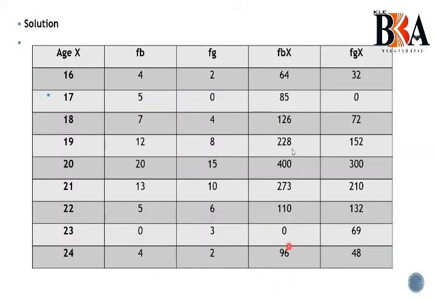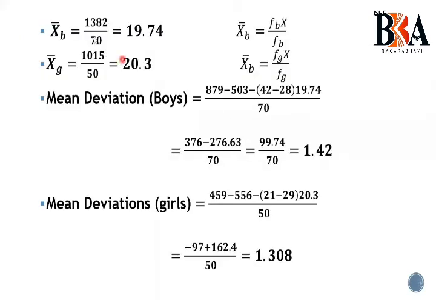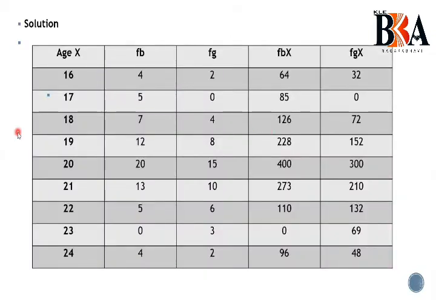You have to get the total of it: the total of fbx and the total of fgx, that is the total of the frequency of boys and the total of the frequency of girls. When you get the totals, the frequency of boys will be 1382 and the frequency of girls will be 1015. You have to get the total of all the columns except your x series. So you have to leave the x series.